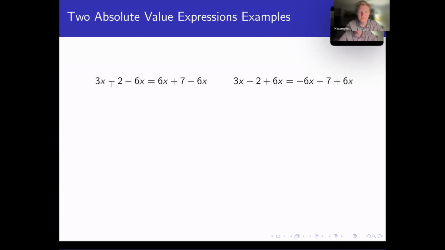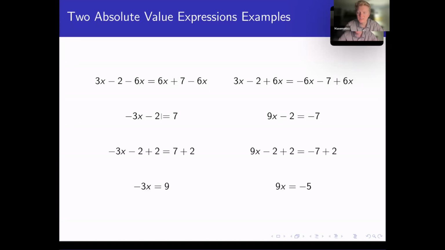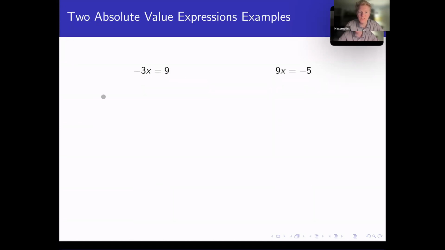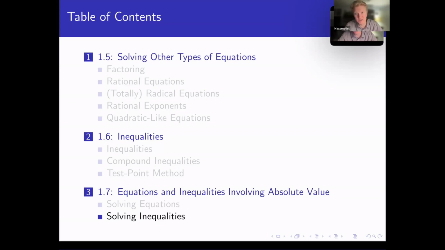Well, 3x minus 6x is negative 3x. 3x plus 6x is 9x. Let's add 2 to both sides. Let's divide one equation by negative 3 on both sides. Let's divide the other one by 9 on both sides. And we get 2 answers again. And that brings us to inequalities.